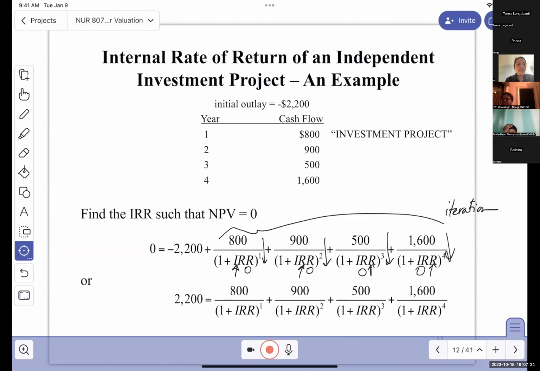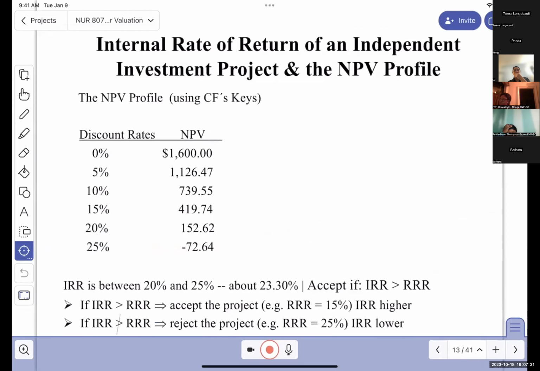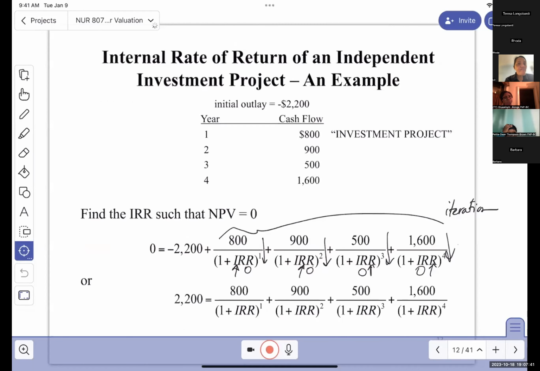That's pretty basic, right? But I'm going to change that. So that's why I'm defining it here. All right, so let's see. This is called the NPV profile. It shows what the NPV would be. So I'm going to take this formula.